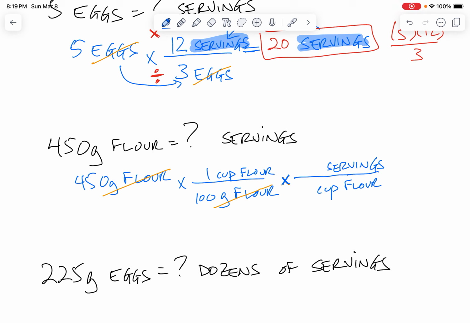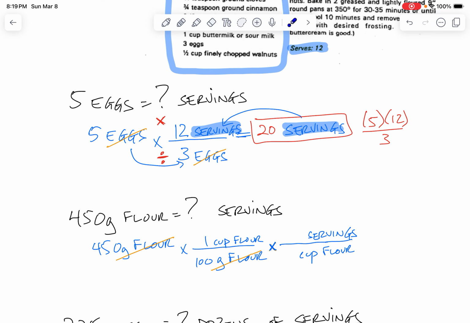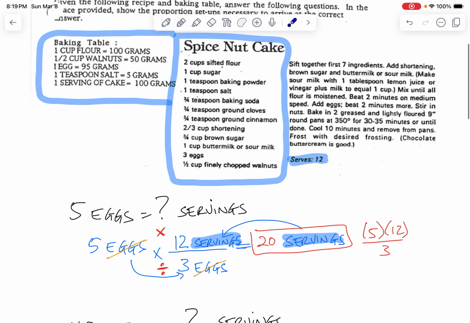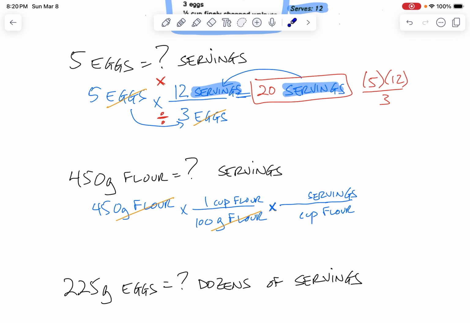So let's go up to our recipe here. But again, the idea is these units are going to cross out on the diagonal, just like our grams of flour canceled. All right, so cups of flour are going to cancel. Let's find our numbers. Again, our recipe calls for 2 cups of flour for every 12 servings. So that's our conversion factor that we're going to use.